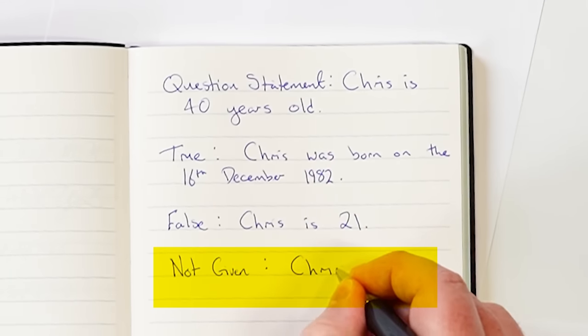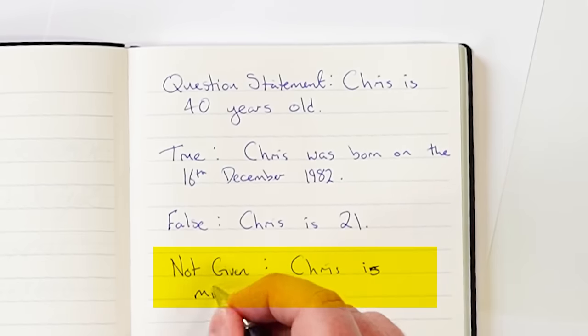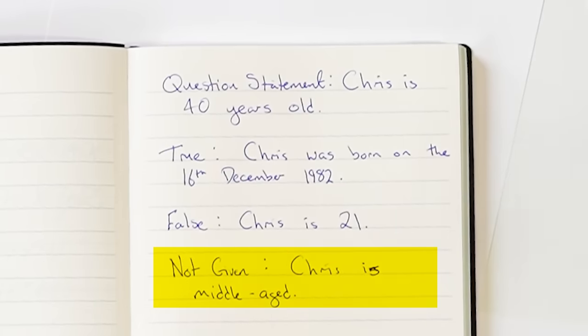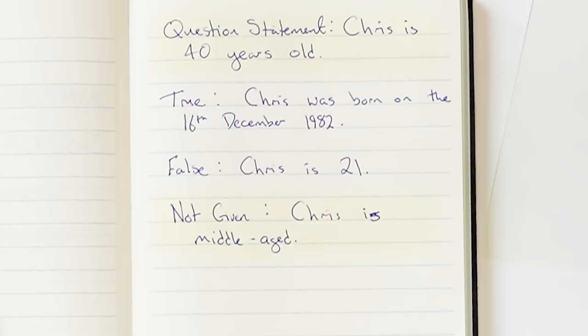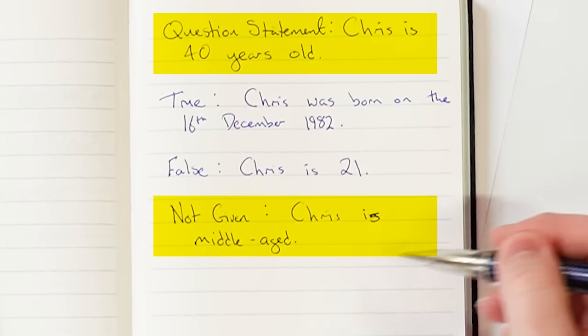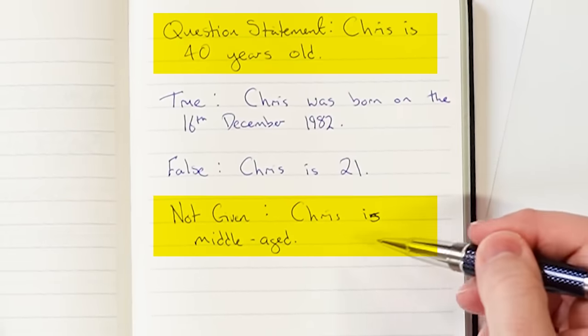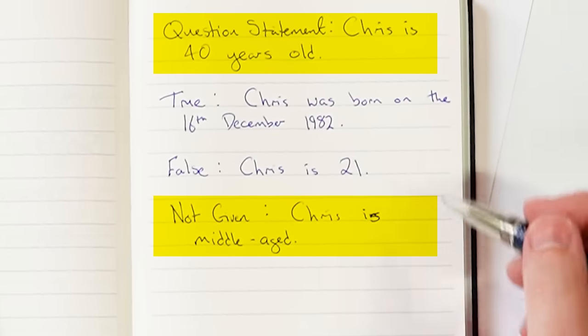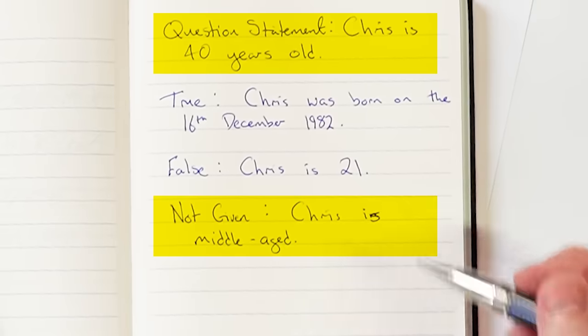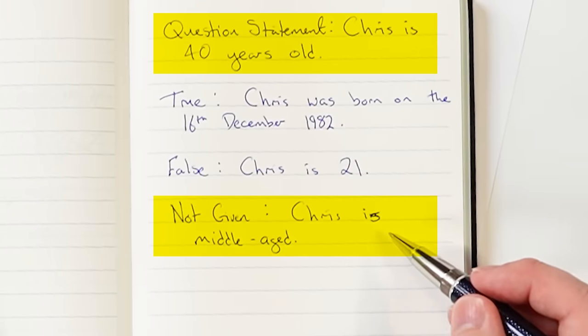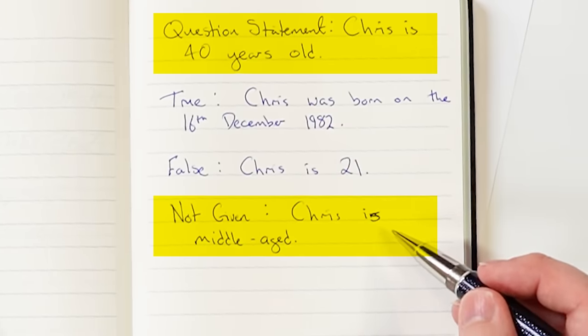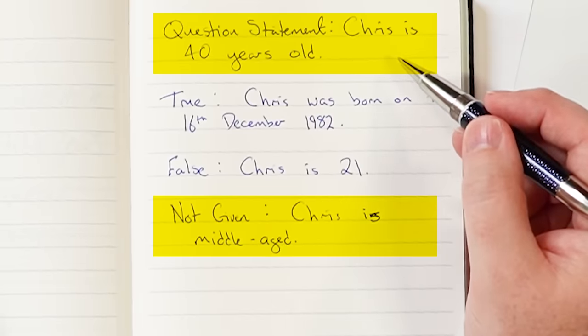So we're going to write, Chris is middle-aged. What middle-aged means is people who are living in the middle of their lives. It can be people who are 40 years old, but it could be someone who is 50 or 55 years old. Do these two statements match? Do they mean the same thing? No, but they also don't disagree with one another. You can't say that this is false. There's just not enough information in this statement for you to say that it is true or false.